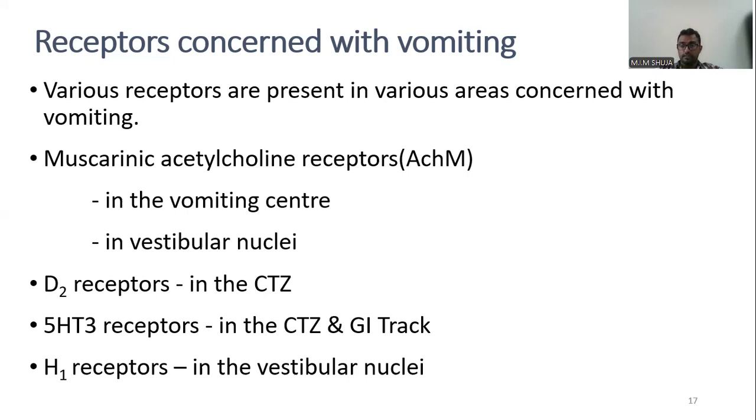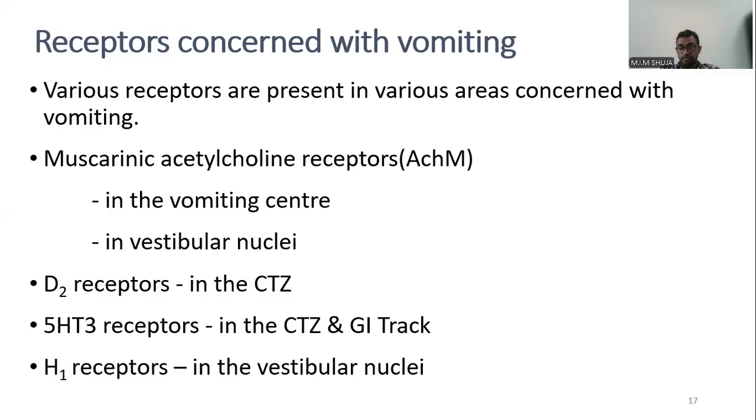Fourth, we have the H1 receptors, which are histamine receptors. These are mainly present in the vestibular nuclei. They are important in vomiting due to motion sickness and vestibular disorders. Antihistamines can reduce nausea and vomiting in these conditions. So the key receptors to remember are muscarinic receptors in the vomiting center and vestibular nuclei, D2 receptors in the chemoreceptor trigger zone, serotonin receptors in the chemoreceptor trigger zone and GI tract, and histamine receptors in the vestibular nuclei.